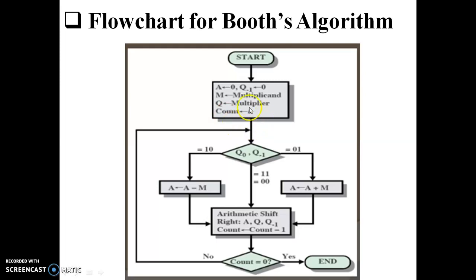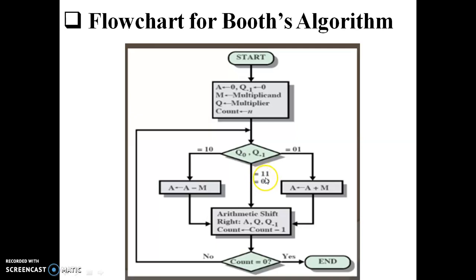Okay, now after initialization, we will compare the bits Q0 with Q minus 1. We will compare its values. If it is 0, 1, we will add M, that is the multiplicand, to the accumulator value and store it in the accumulator. If Q0, Q minus 1 has the combination 1, 0, we will subtract the multiplicand from the accumulator and store the value in the accumulator. This is the first step.